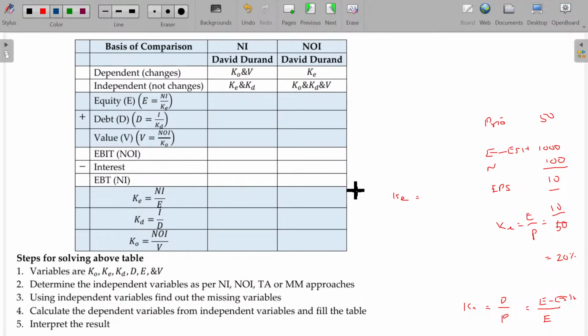Can you use this one? Earnings available to the equity shareholders divided by equity. Earnings available to the equity shareholders being 1000. What is the equity value? 50 rupees per share into 100 shares, then equity value being 5000. You represent that in percentage, you will get the same 20%. Clear?